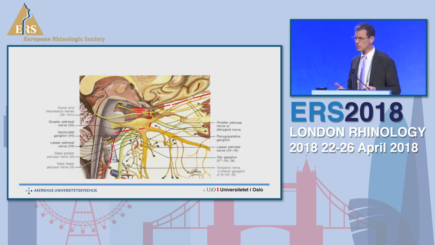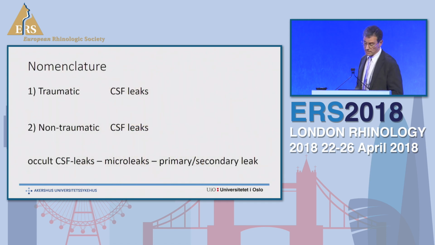Or what are we doing in handling these patients? In the literature, there's quite a numerous amount of names for more or less the same problem, like CSF leaks, primary CSF leak, secondary CSF leak, or occult CSF leaks. But what are we actually talking about? It's very nice to be clear about it.